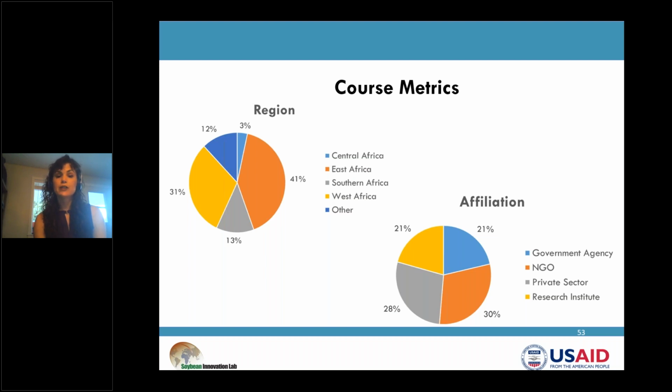The affiliations of the different learners are also pretty evenly distributed between government agencies, NGOs, the private sector, and research institutes. I don't have a pie chart on this, but we also have a number of different occupations represented. Mainly our learners are extension workers, but we also have quite a few researchers at universities or research institutions. We have a few farmers and a few service providers. So the learners really come from a wide range of backgrounds.